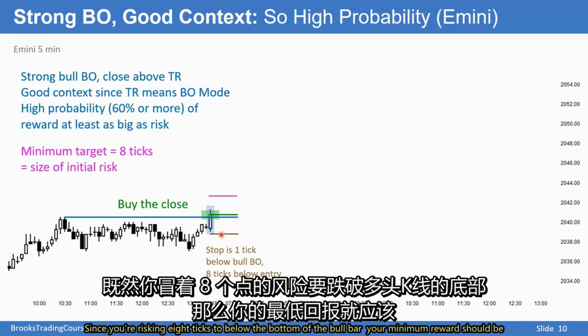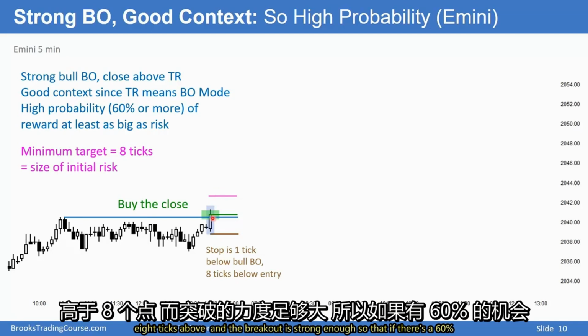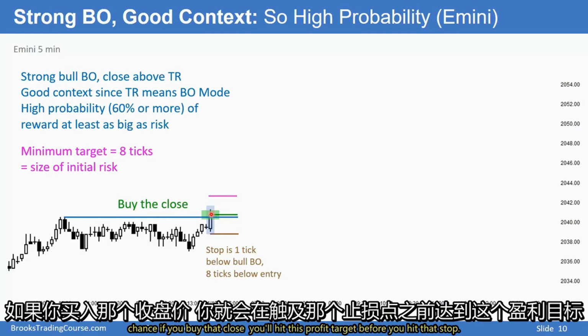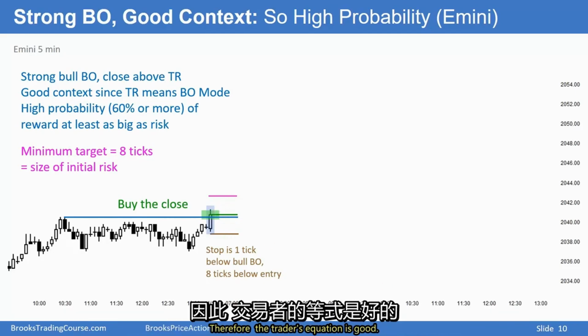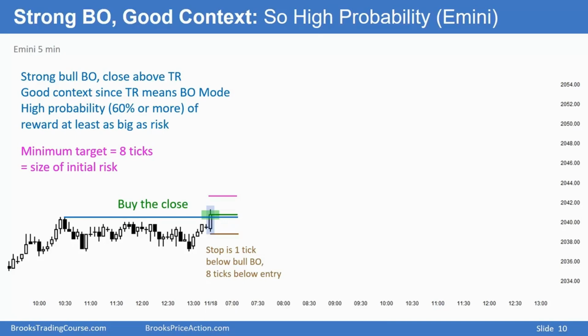Since you're risking 8 ticks to below the bottom of the bull bar, your minimum reward should be 8 ticks above. And the breakout is strong enough so that there's a 60% chance if you buy that close, you'll hit this profit target before you hit that stop. Therefore, the trader's equation is good.